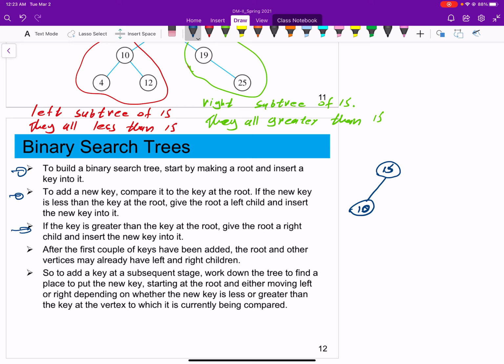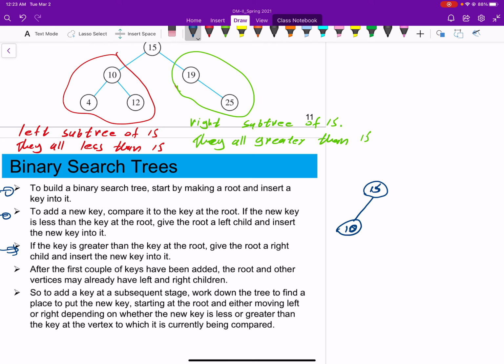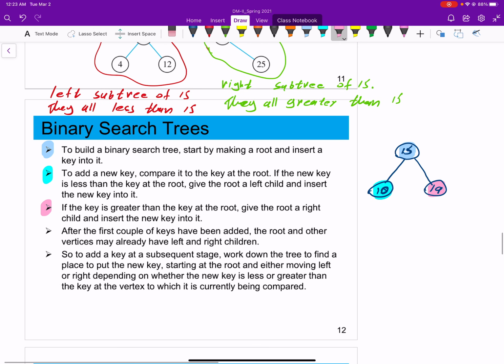If the key is greater than the key at the root, then give the root a right child. Now let me consider 19. If you're going to add 19 here, 19 is greater than 15, so that should go here. Let me mark them. Let me use 3 different colors. All right, you can keep on doing that.